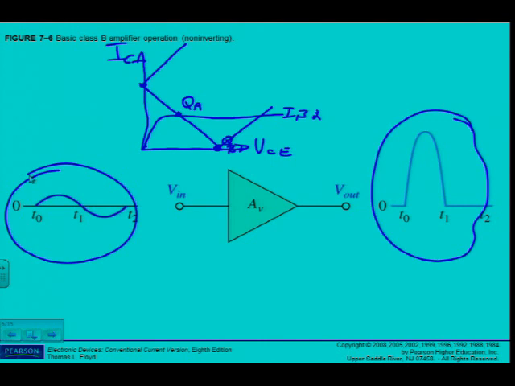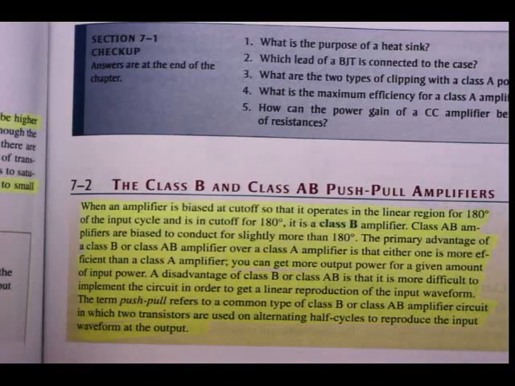So what happens? I know that the condition for amplification is that the base emitter junction should be forward biased and the base collector junction should be reverse biased. Not met at this stage. No. Let's go and have a look at the book. Introductory paragraph.